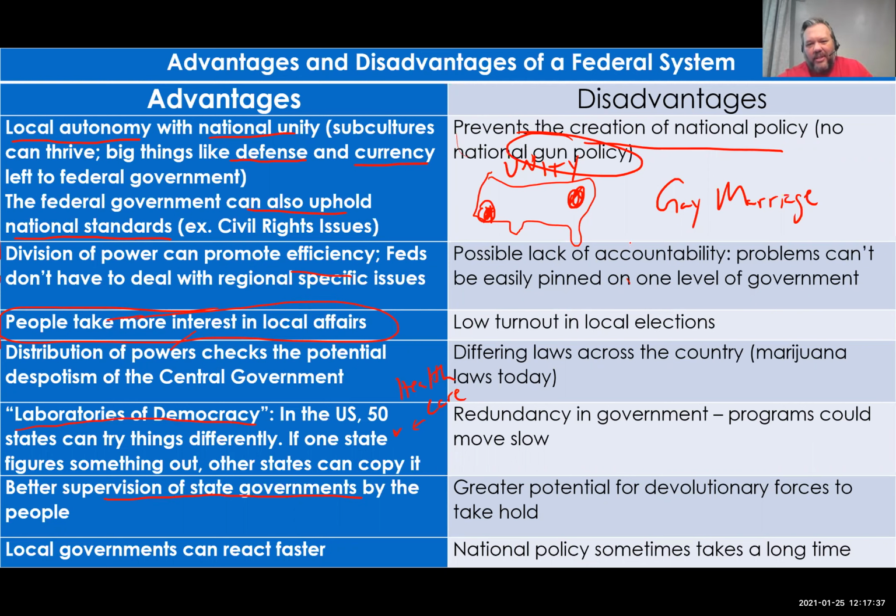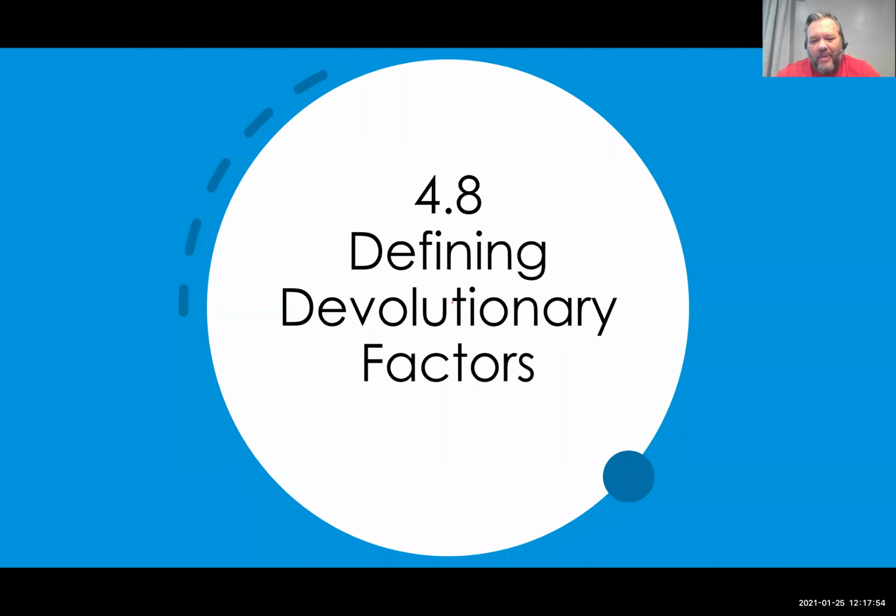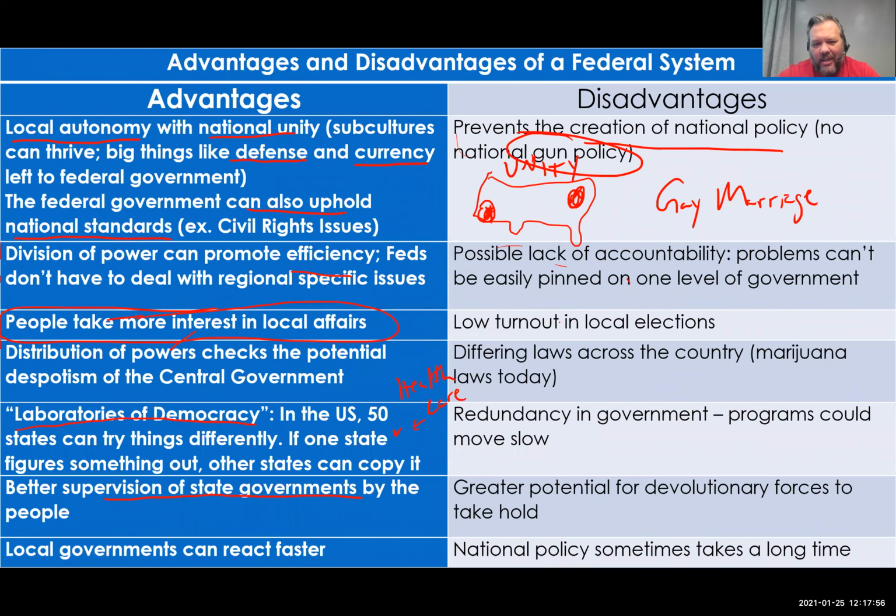Possible lack of accountability if you have the federal, the state, and the local governments. Sometimes they will blame each other. The local government may say, "Hey, the state didn't do their part." The state government may say, "Well, the federal government didn't really help us out." Federal government may say, "Look, the local and state governments aren't doing what they're supposed to do." So possible lack of accountability.